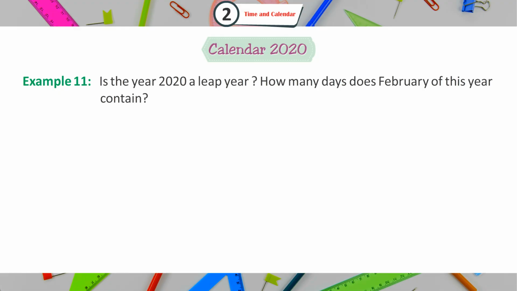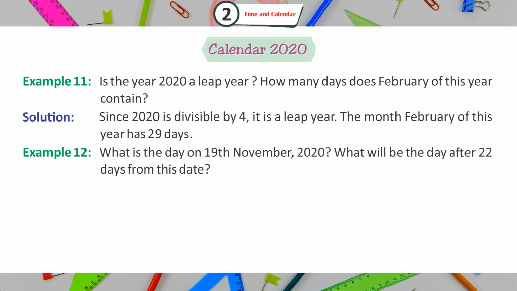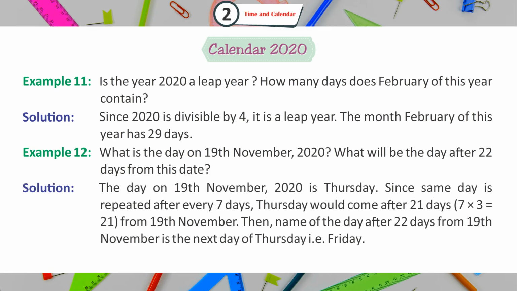Example 11. Is the year 2020 a leap year? How many days does February of this year contain? Solution. Since 2020 is divisible by 4, it is a leap year. The month February of this year has 29 days. Example 12. What is the day on 19th November 2020? What will be the day after 22 days from this date?